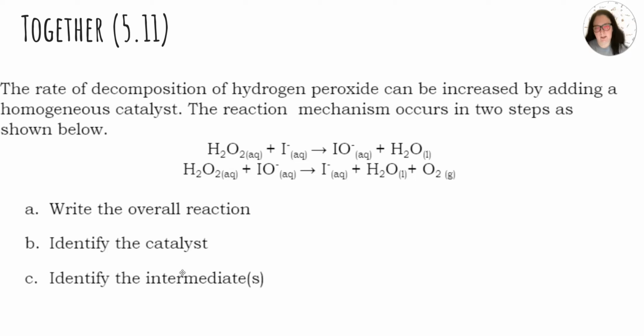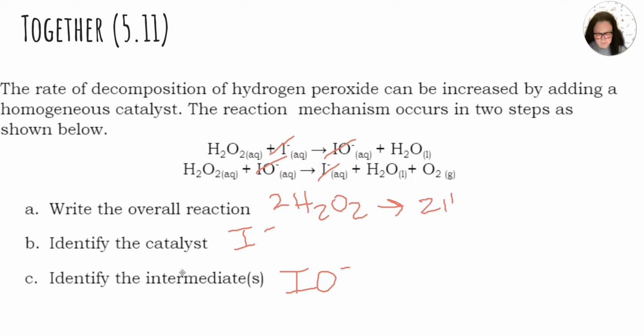We have hydrogen peroxide. We know that the iodides are going to cancel out. And since it initially shows up on the reactant side, that's going to make it my catalyst. And I see this hypoiodite here, and it initially shows up on the product side, so that makes it my intermediate. And I have H2O and O2. All right, so the overall chemical reaction, I have 2 hydrogen peroxides decomposes, and I get 2 waters and an oxygen gas.